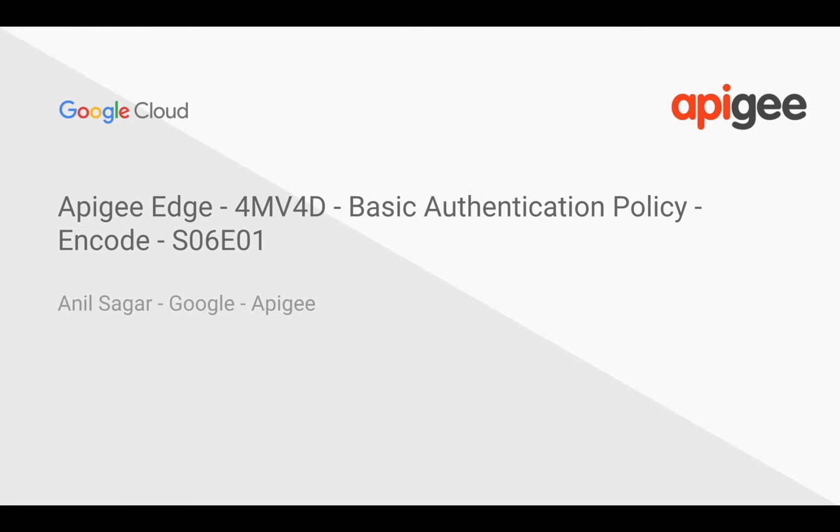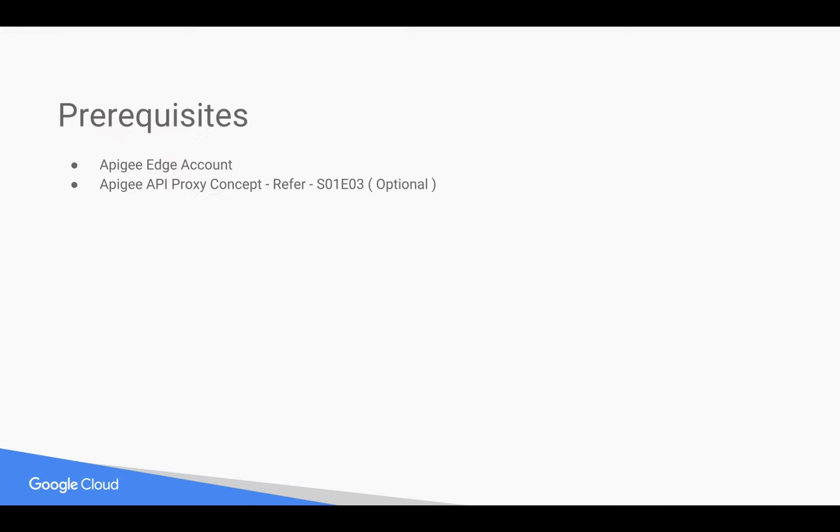In this video, we're going to see how the basic authentication policy works and how to encode a username and password to create a base64 authentication header in Apigee.